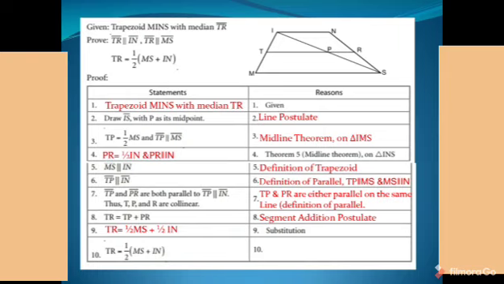That segment TR is just 1/2 of segment MS plus 1/2 of segment IN by substitution. If we're going to simplify it out, the statement number 9, you would have segment TR is equal to 1/2 of the quantity of MS plus IN, which is distributive property of equality. So right there, we have proven it already that the median of a trapezoid MINS, which is our TR, is just 1/2 of segment MS plus segment IN.